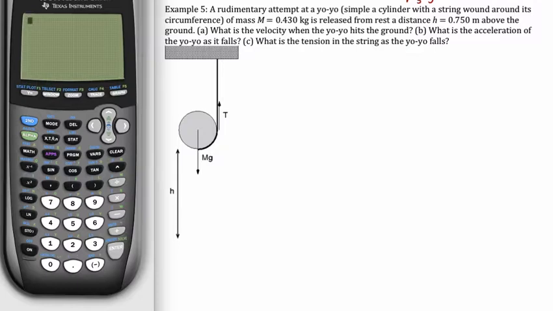Okay, so step 1 is going to be use conservation of energy, and that's going to be to find the velocity of the yo-yo at the ground.